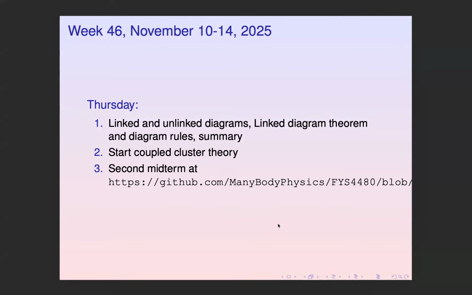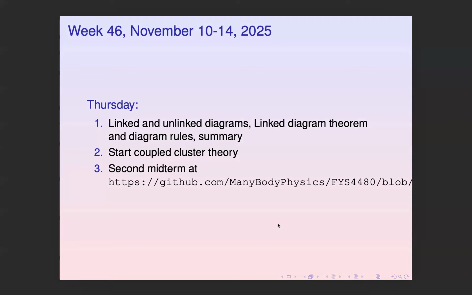The proof which I like is one which is based on time-dependent perturbation theory. But if we want to cover that as well, we would not have time for coupled cluster theory. So I've decided to strike a compromise where I cite what the linked diagram theorem is without going in detail through the proof. And then I'm going to discuss a little bit about what these linked and unlinked diagrams are.